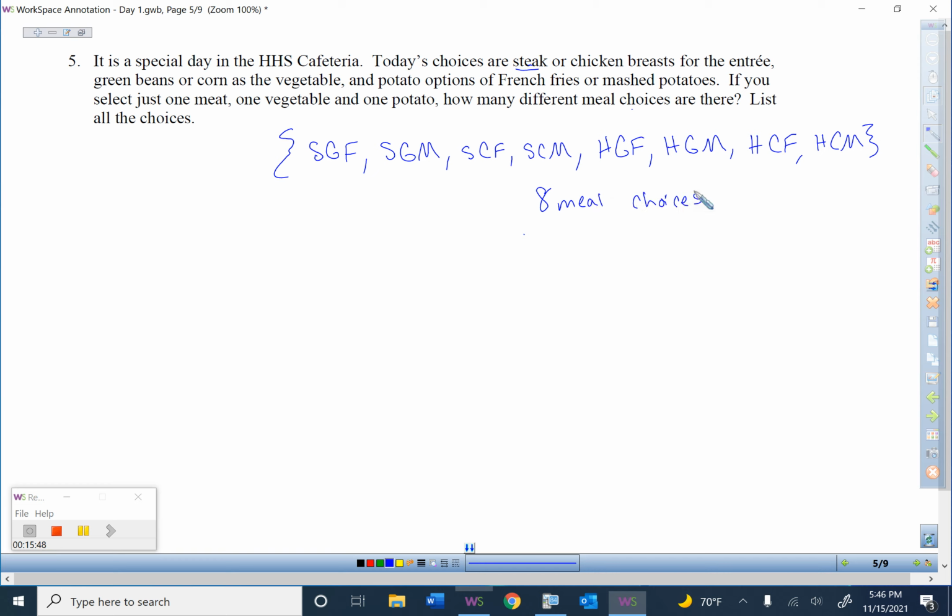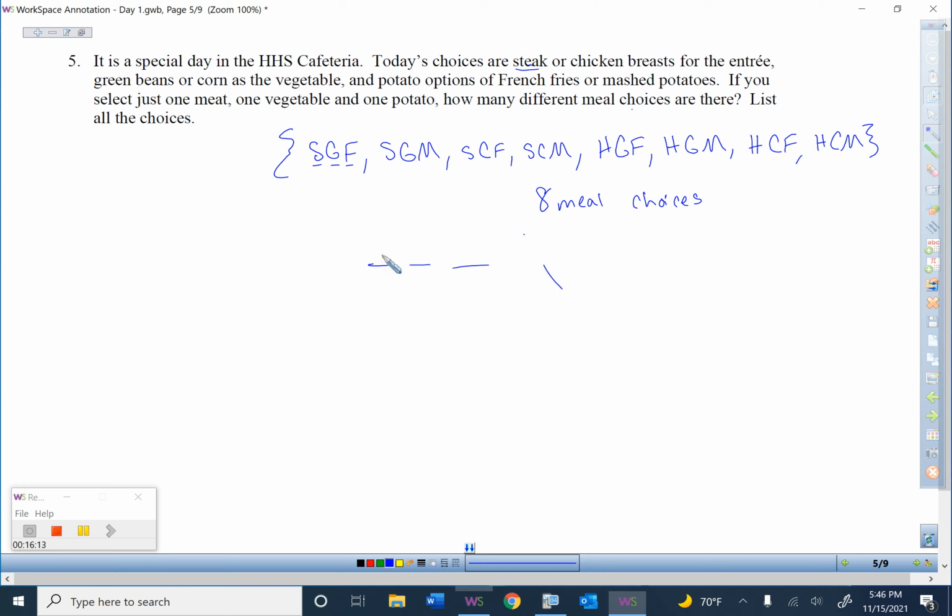And that's fine as long as our choices don't increase. So what we want to do is be able to generalize about what's happening here. When we were going through here, what we were really doing was selecting one entree from the entrees listed, one vegetable from the vegetables listed, and one potato from the potatoes listed. So we've got 3 selections to be made.